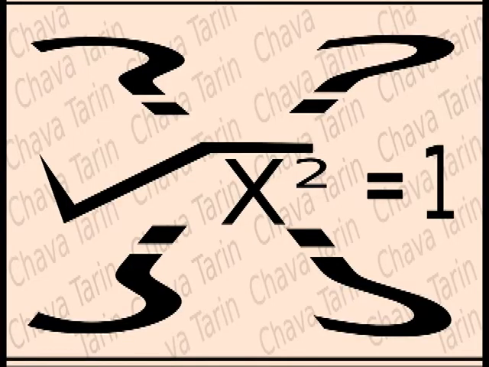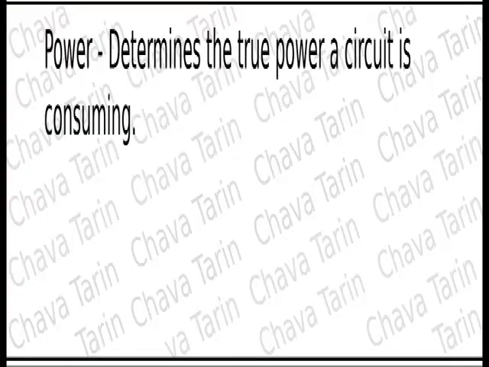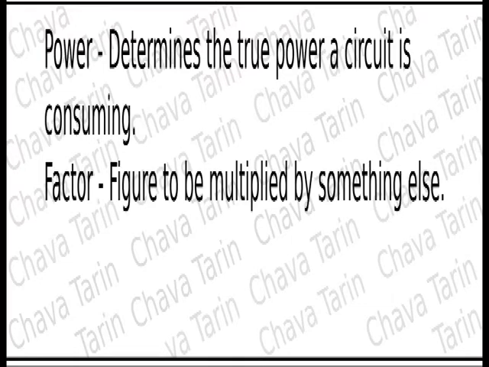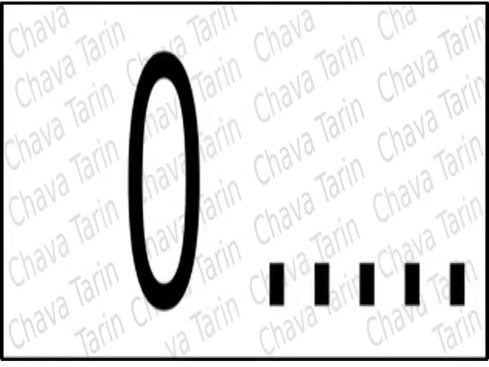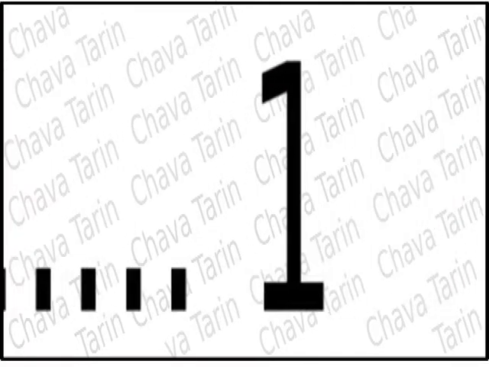This is a very basic explanation for those who want to have a brief idea of what power factor is in electricity without getting into complex formulas. It is called power because it determines the true power that a circuit is consuming. It is called a factor because it is a figure that must be multiplied by something else. The power factor is a figure between 0 and 1.